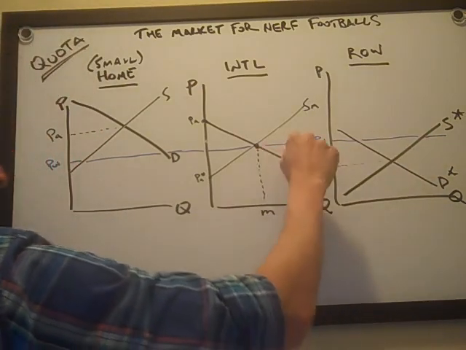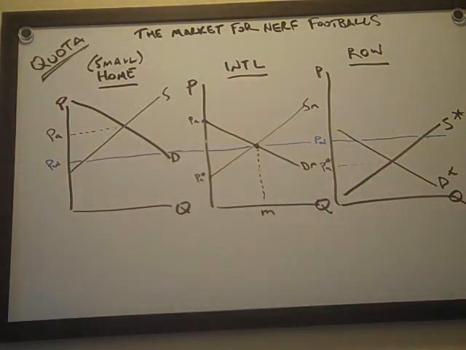And where these two intersect, you can draw a line across all three, and that's PW. That's the law of one price. That's the world price. If free trade is allowed, and we have all these other assumptions like no transportation costs, then everybody would pay PW for Nerf footballs. Once we've done that, we can see what's happened here.